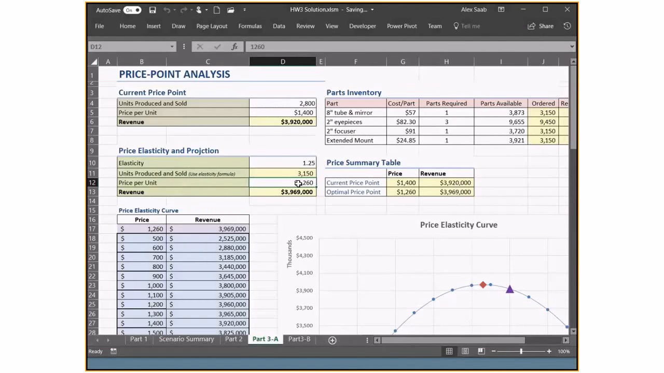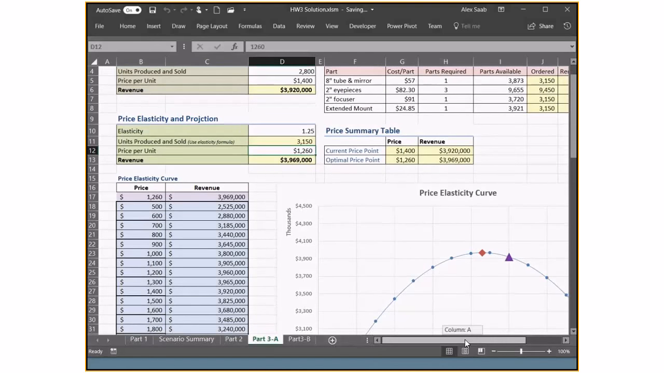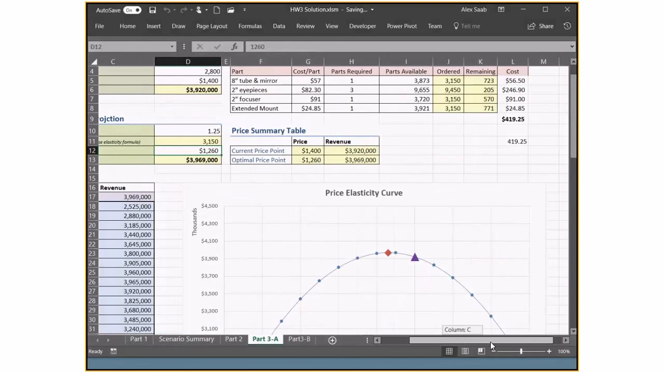Will give us, this is 1260. This is your optimum price, and this is the peak of the curve. 3,969,000. So this is your optimal price point. Are the price point and optimal price point not formulas? These?